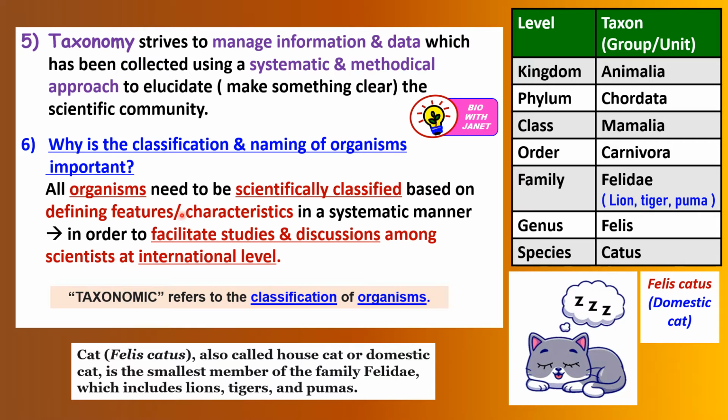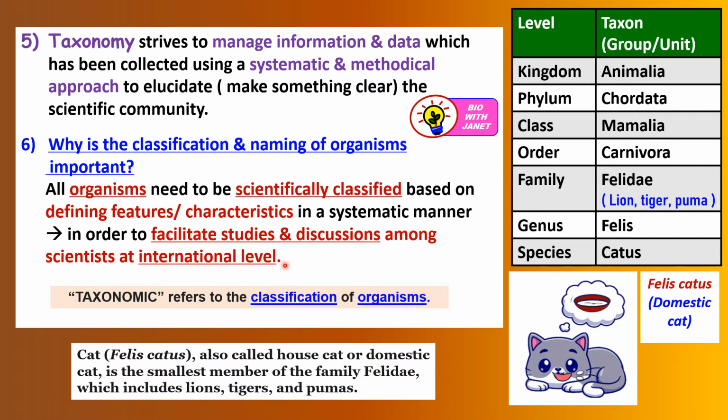All organisms need to be scientifically classified based on defining features or characteristics in a systematic manner in order to facilitate or to make easy the studies and discussions among scientists at the international level, peringkat antarabangsa. So when a scientist from Malaysia goes to the international conference, he will meet scientists from other countries. Let's say he wants to refer to the bunga raya. He cannot just say bunga raya because other scientists may not understand what he's saying. Okay, they know other languages.